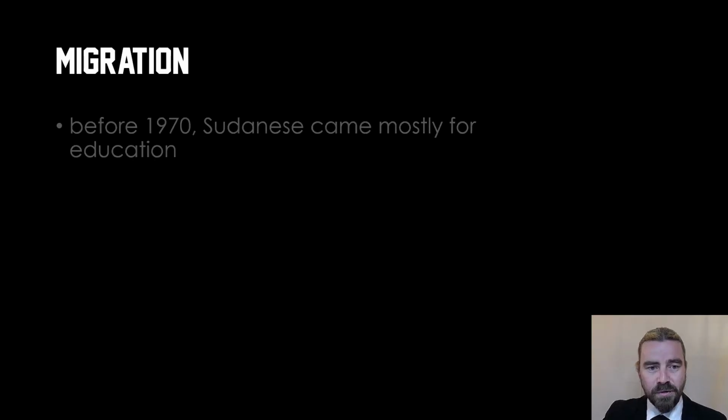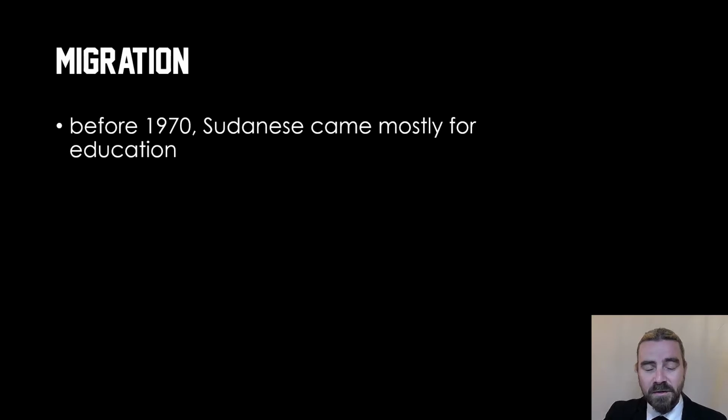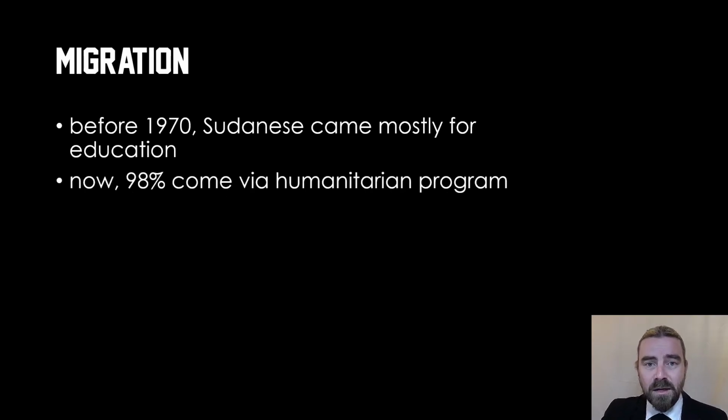So, migration to Australia. Before 1970, there weren't that many Sudanese people that migrated to Australia, and if they did, it was mostly for education. For example, to go to university. Now, in modern times, 98% of refugees from Sudan and South Sudan come via Australia's humanitarian program.